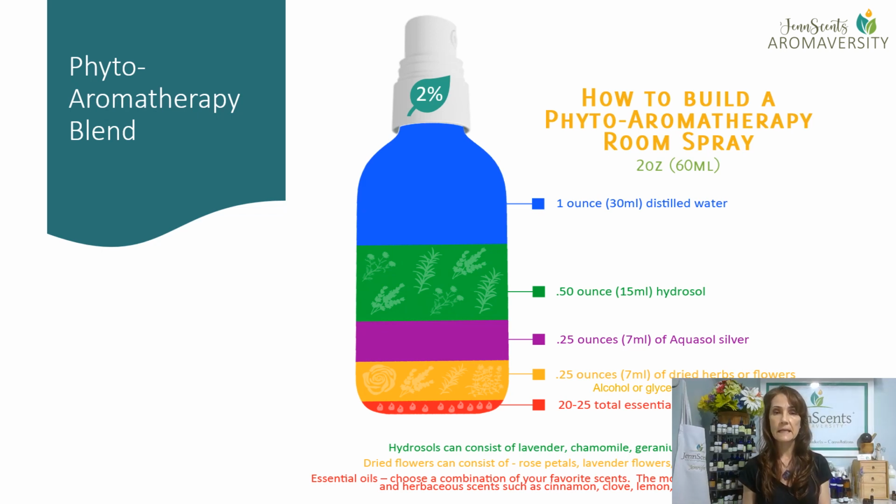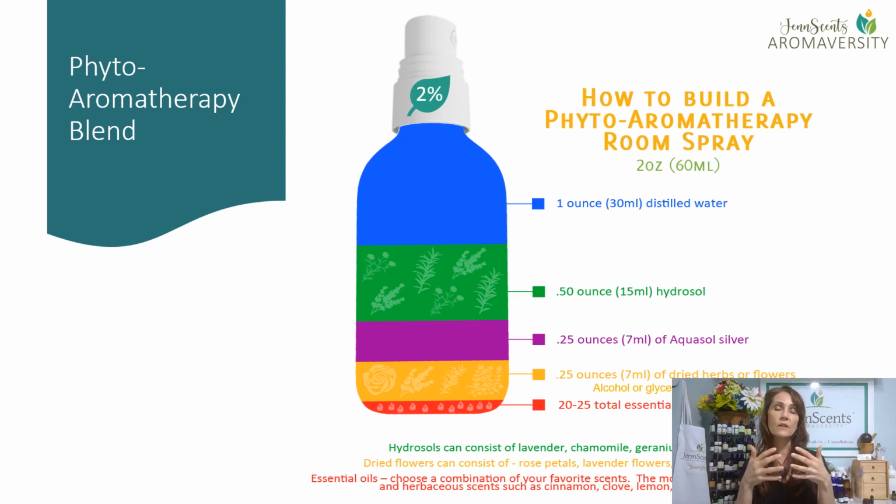Now, here is an example of a Phyto Aromatherapy room spray. In Phyto Aromatherapy, we're taking essential oils, adding in botanicals in an herbal form, and putting them together. So you can see in this 2% dilution ratio, it's a 2-ounce blend, which we know, all right, in a 2% dilution is going to roughly work out to 10 drops per ounce. So we're going to be going for 20 total drops of essential oil.